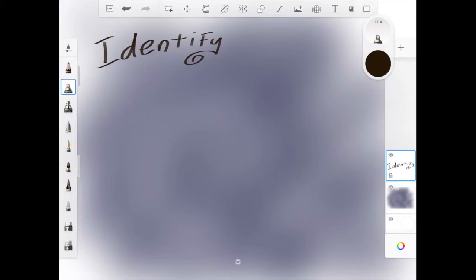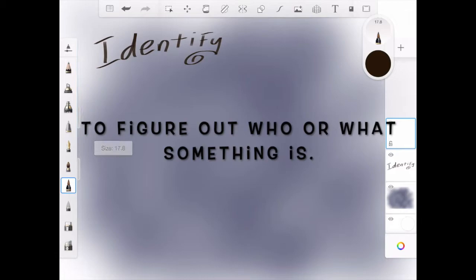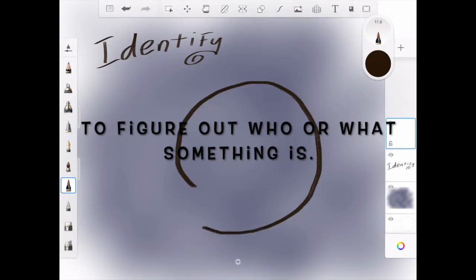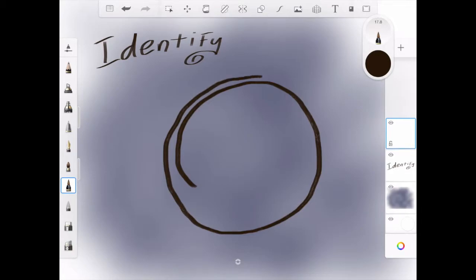Hi, Peter. Welcome to today's Daily Doodle. Hi, Liz. Today's word of the day is identify. And what identify means is to figure out who or what something is. Okay. And in part of this, we're going to identify what you are doodling. Yes, the mystery of my drawing.